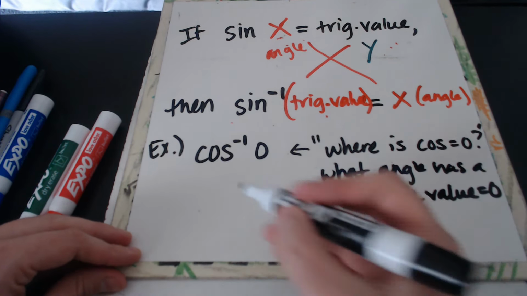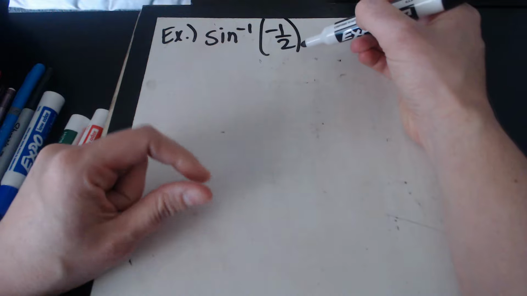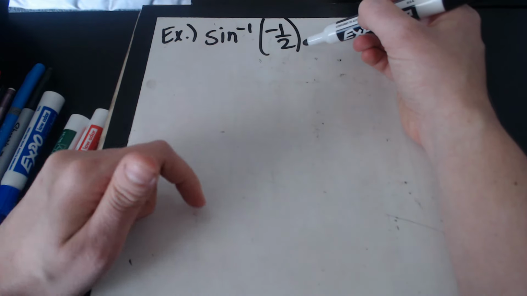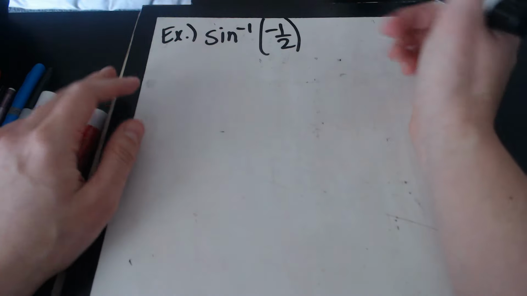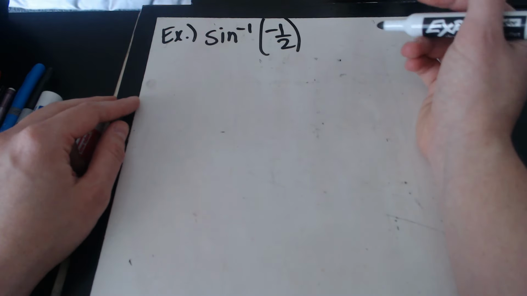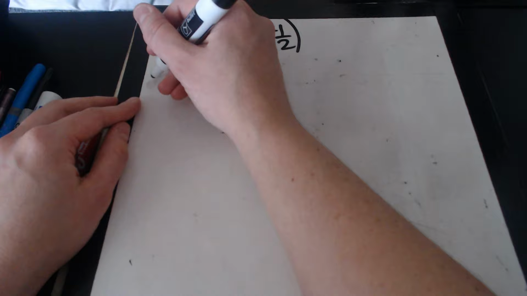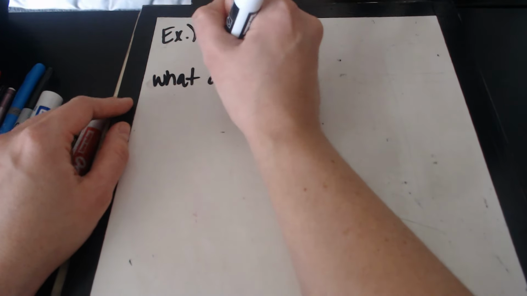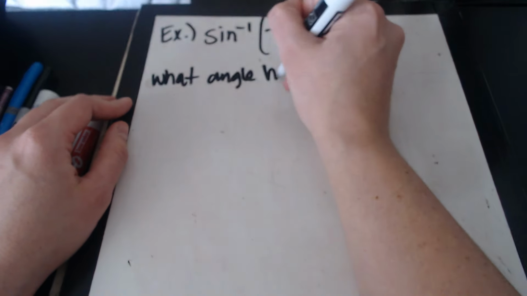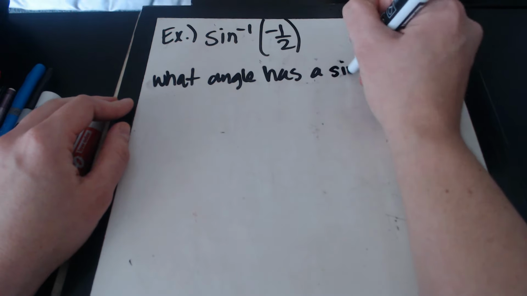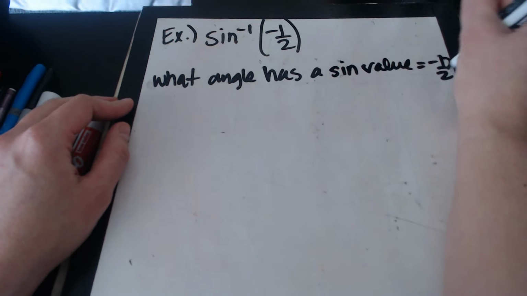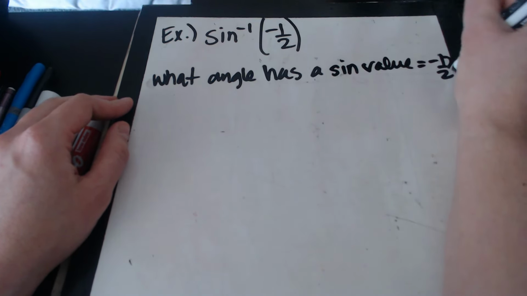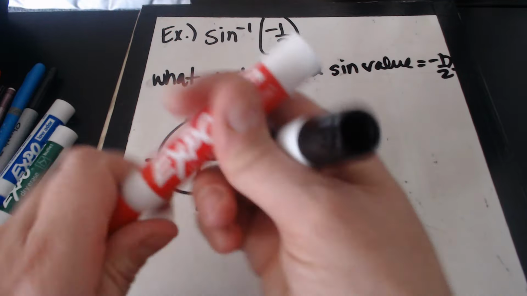Okay, so here's another example. Sometimes the value will be given to you in parentheses like this. Okay, on the last one it wasn't. In this case it is because I have this negative. So just know that you'll see it either way. Okay, so sine inverse of -1/2. Okay, so again, this is what I want to think about. What angle has a sine value equal to -1/2?